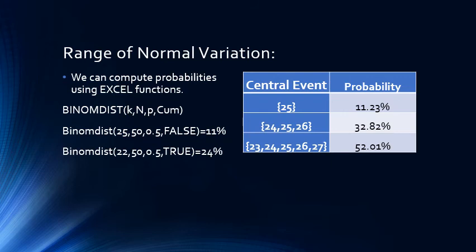So 22 is on one side and 28 is on the other side. And so the middle values, 23, 24, 25, 26, and 27, have 52% probability. So this is the range of normal variation when you flip a coin 50 times. So among these five values, if you see a coin come up from 23 to 27, you have no reason to suspect that the coin is not fair. A fair coin will range between these values without any difficulty, with 50% probability.